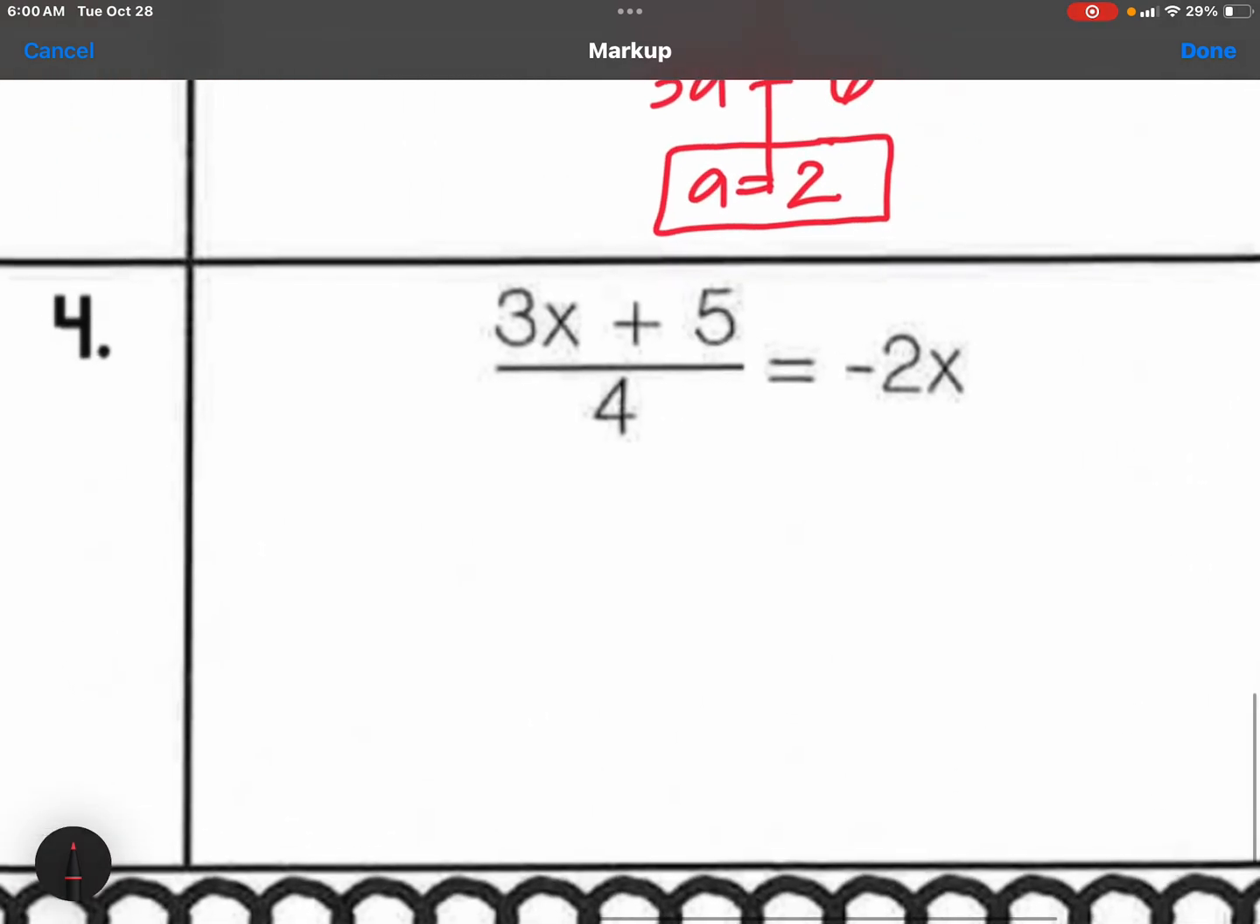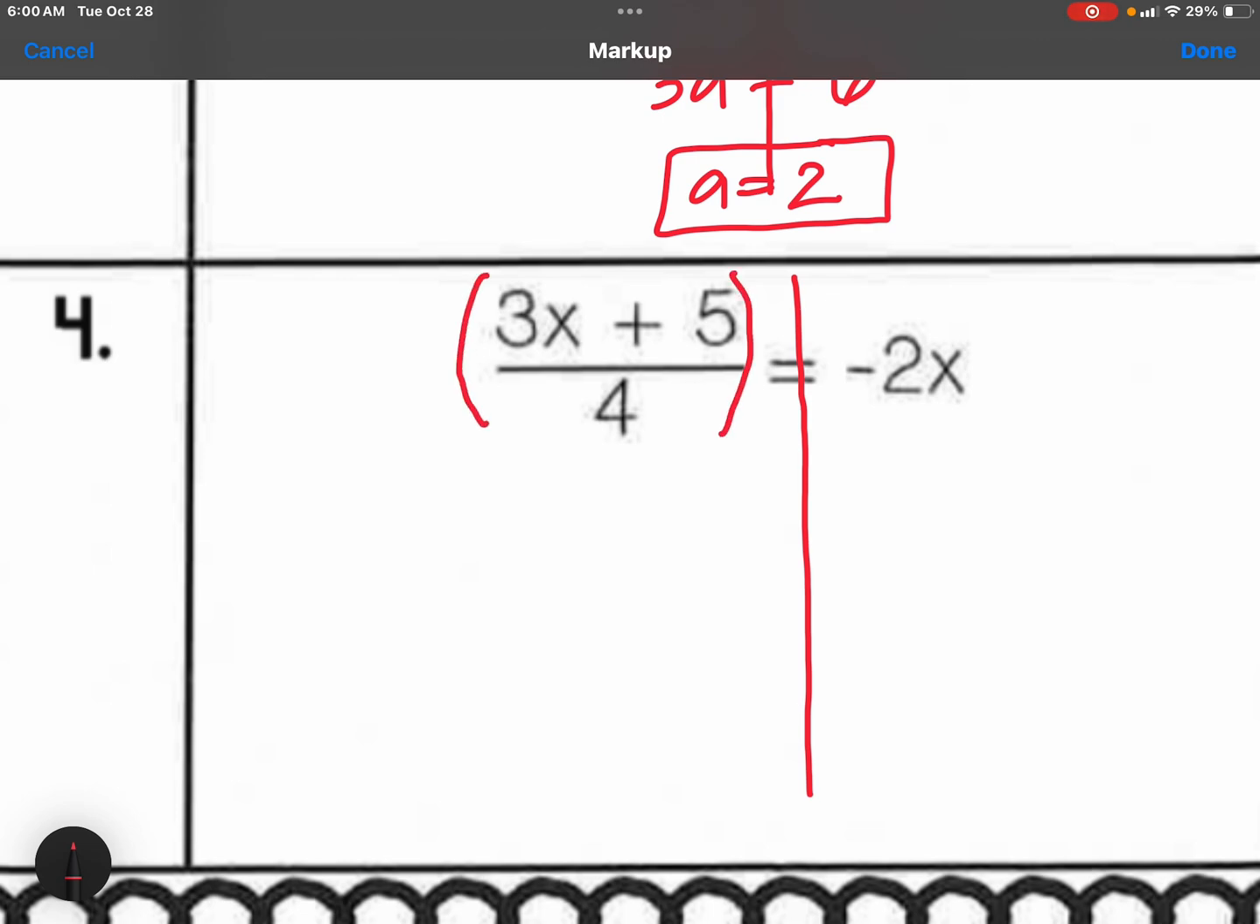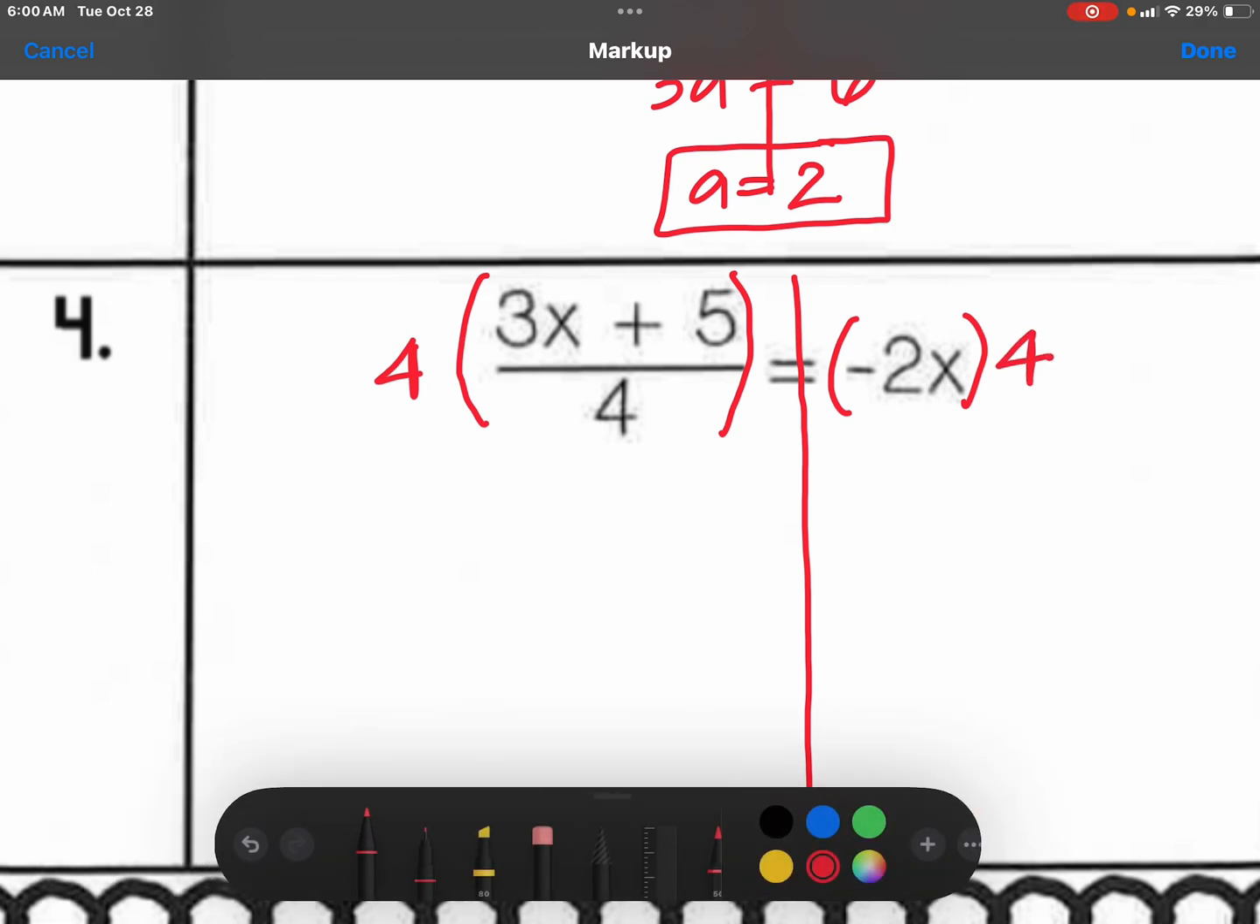Number 4. So we have 3x plus 5 divided by 4 equal to negative 2x. There's no parentheses, so I can start to solve. I'm going to get rid of this 4 by using inverse operation. So if it's being divided by 4, the opposite would be to multiply by 4. And I'm going to do the same thing to this side of the equation.